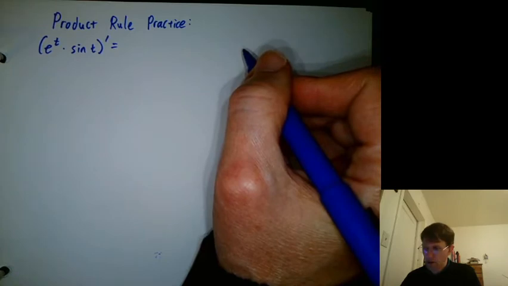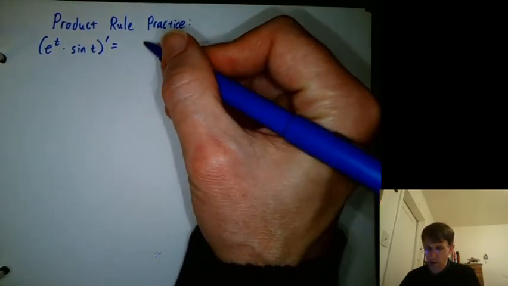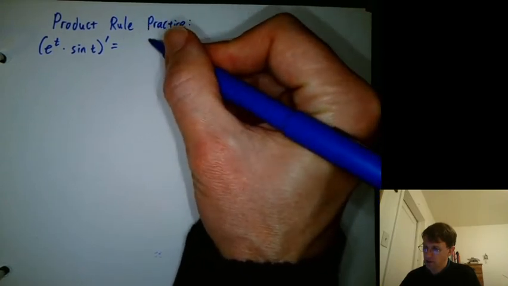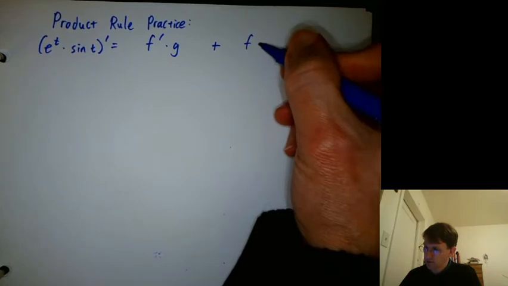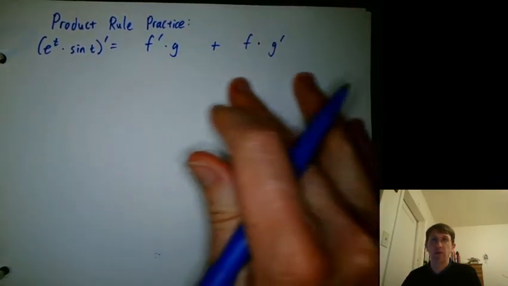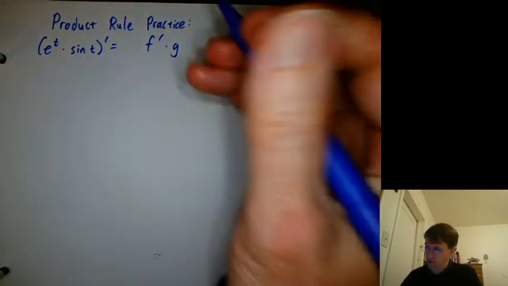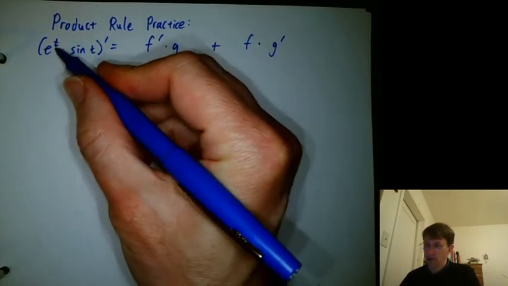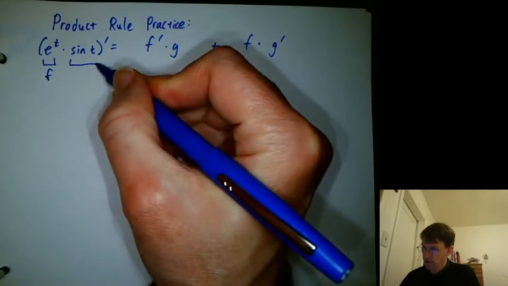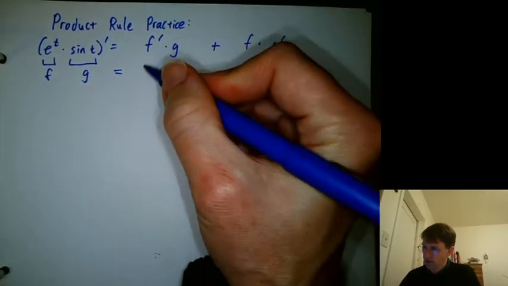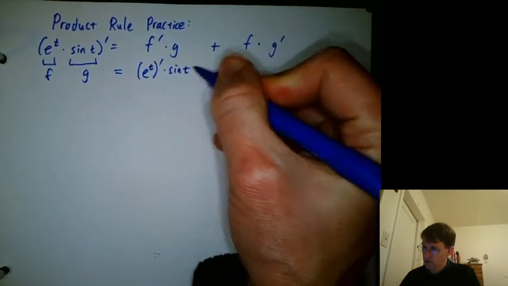Welcome back from pausing. One thing I recommend when doing the product rule, especially when you're first learning, is writing out the generic product rule, f prime g plus f times g prime, and I've written it out here with plenty of space to put things underneath to keep everything in nice neat columns. So I'm thinking of f as e to the t, and sine t is g. So f prime would be e to the t prime times sine t.